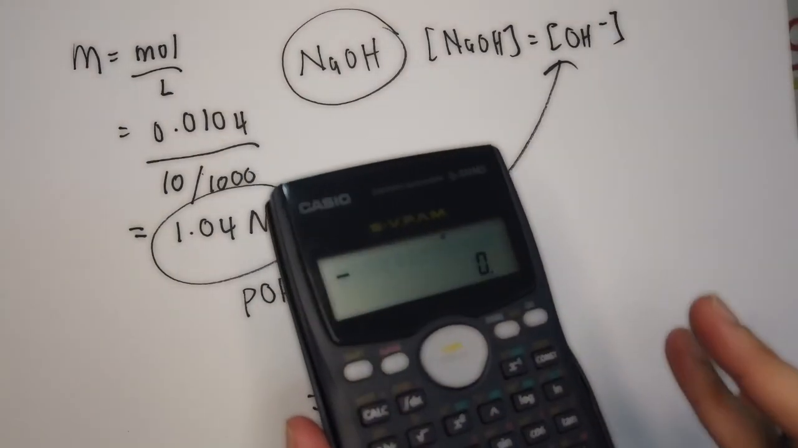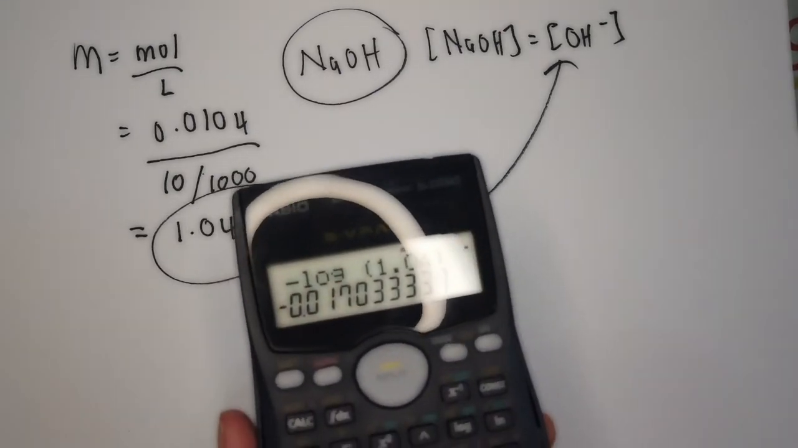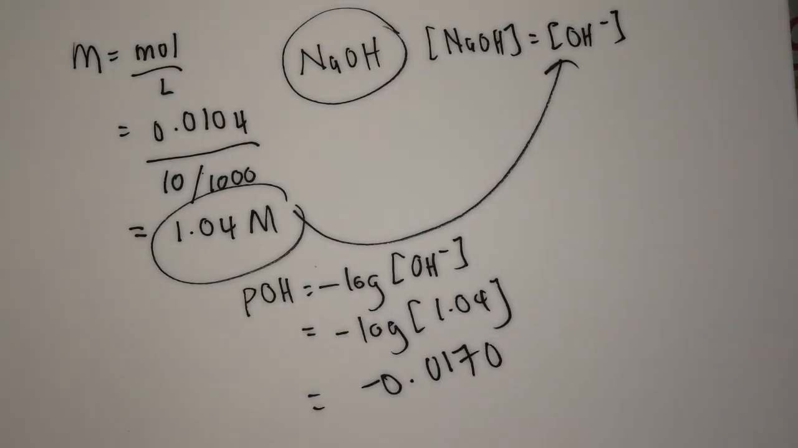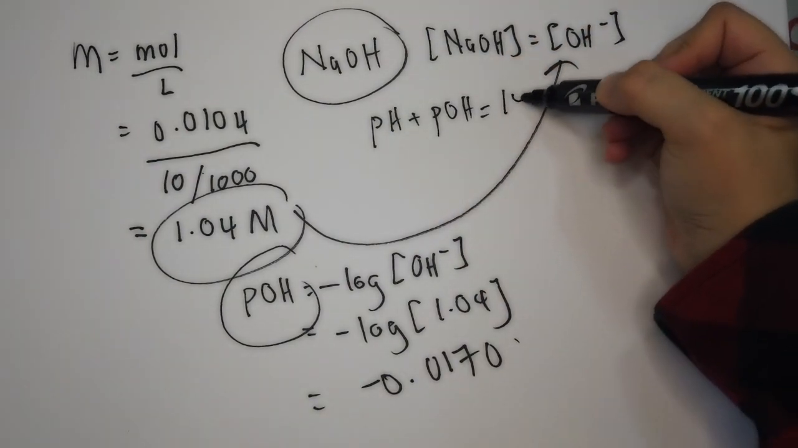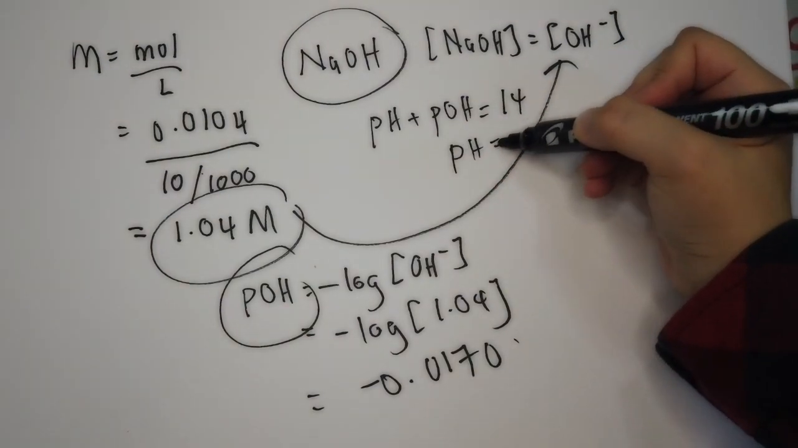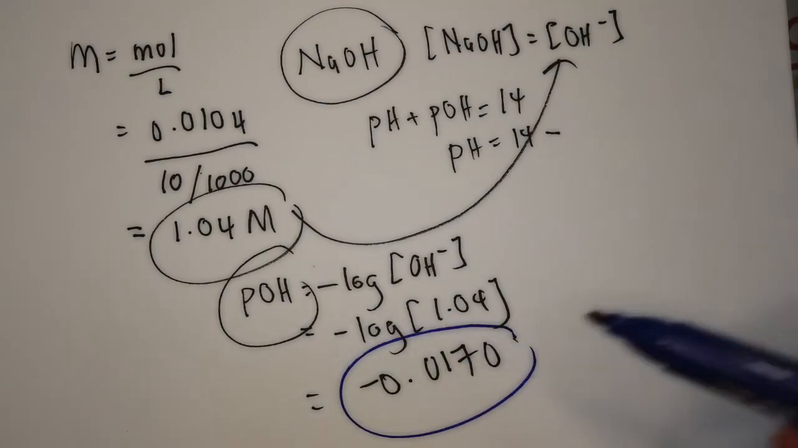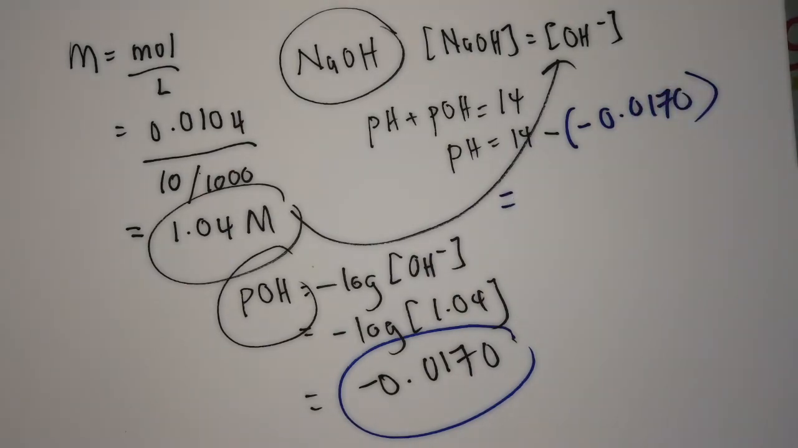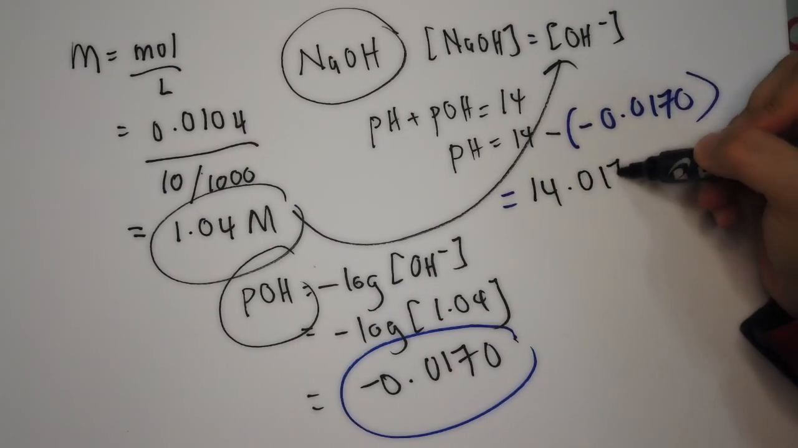Negative log 1.04. You should get negative 0.0170. Okay, so this is the pOH. You were asked to calculate the pH. So pH plus pOH is equivalent to 14. So your pH is 14 minus your pOH. Your pOH is negative 0.0170. So you will get your pH equivalent to 14.017.